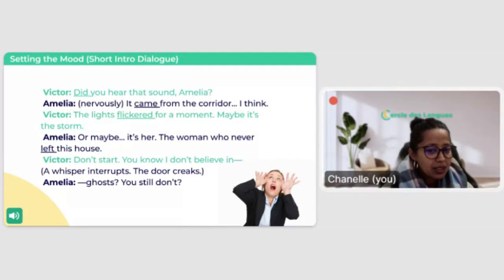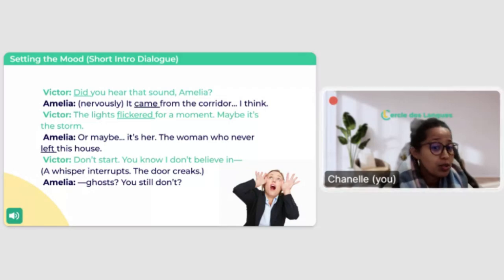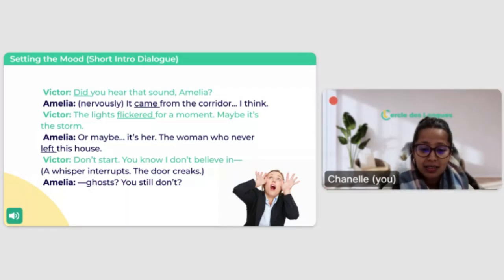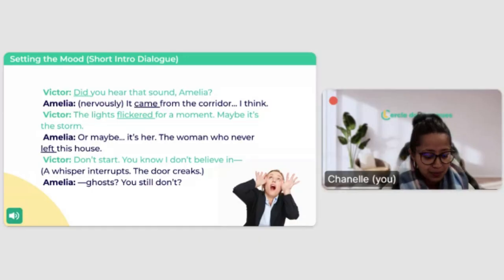So let's look at a short intro dialogue. Victor asks, "Did you hear that sound, Emilia?" Emilia responds nervously, "It came from the corridor, I think." Victor, the lights flickered for a moment. "Maybe it's the storm." Emilia says, "Or maybe it's her, the woman who never left this house." Victor says, "Don't start. You know I don't believe in." A whisper interrupts. The door creaks. "Ghosts? You still don't?"